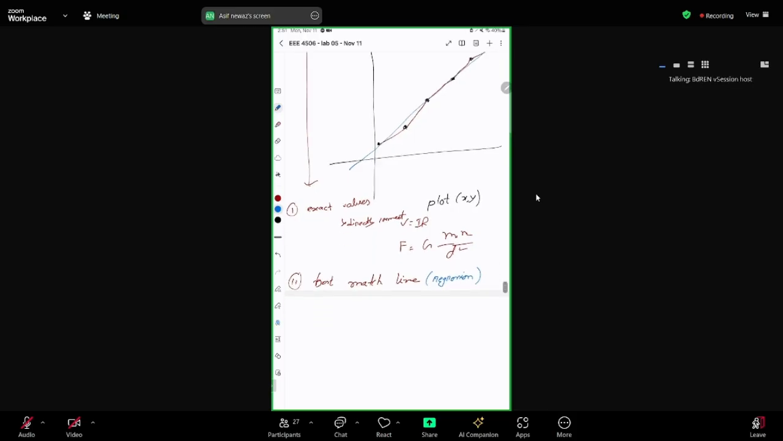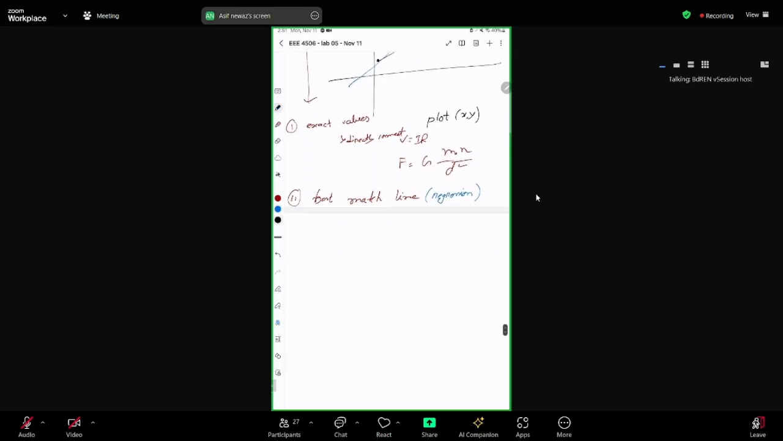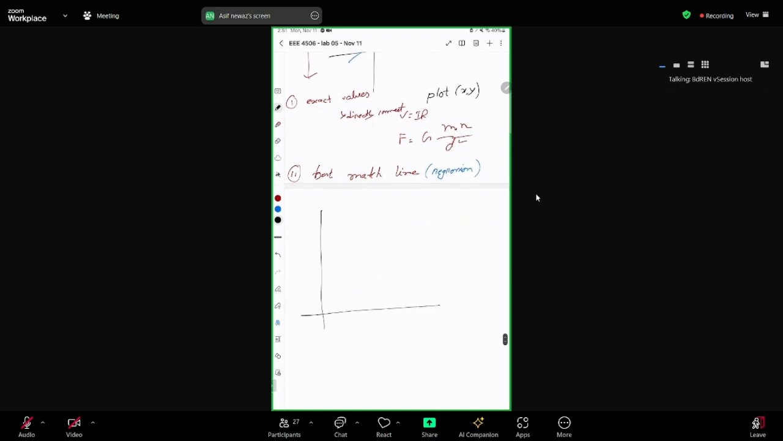Okay, so now the thing is, it does not have to be a straight line. The line can be like this. So in such a scenario, should I connect it like this, or does this one look like a much better match? Red one or the blue one? Yeah, the red one.